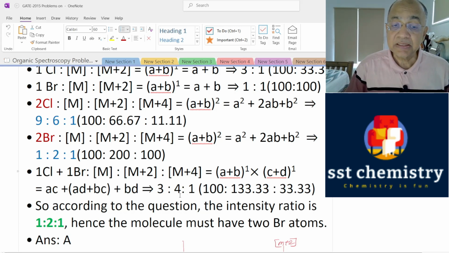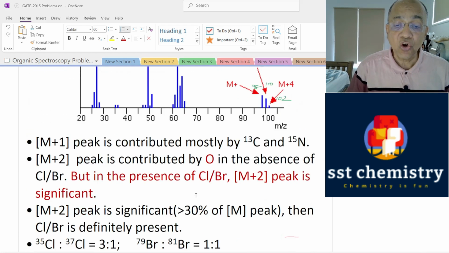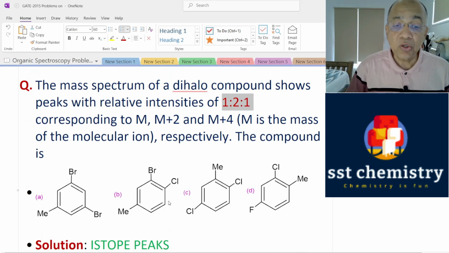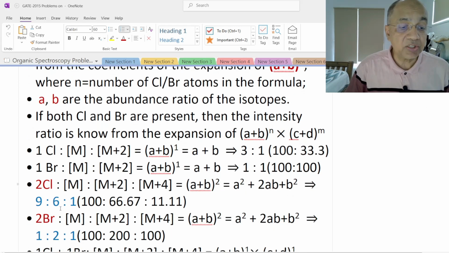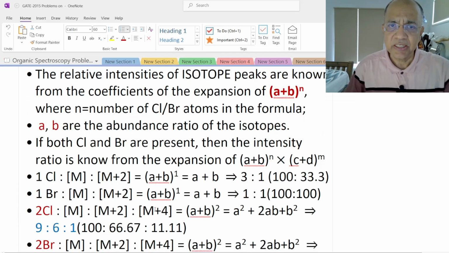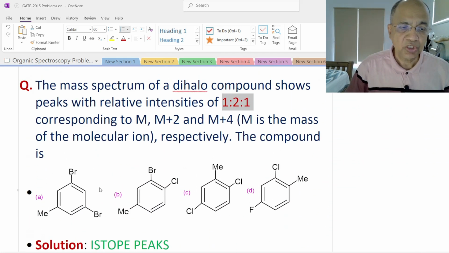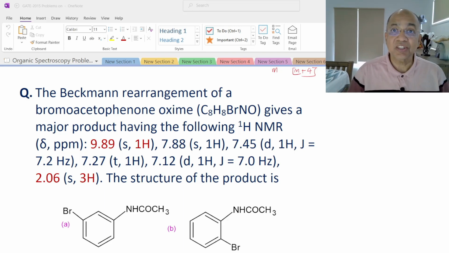This 3:4:1 ratio is not given in the question, so the possibility of one chlorine and one bromine is ruled out. Had it been two chlorines, the ratio would have been 9:6:1, which is also not given. So 1:2:1 correctly fits this particular structure. So the correct answer is this. Then let us discuss the second question.